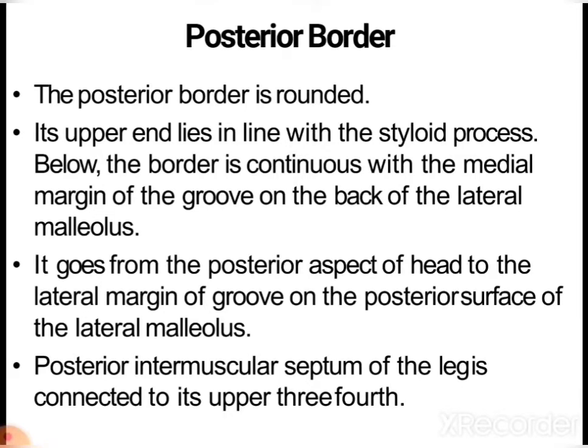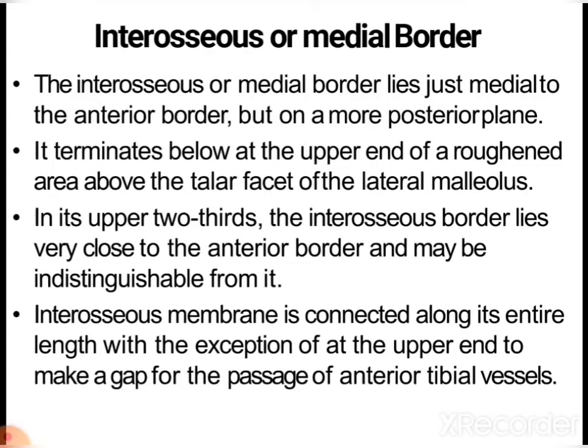Below, the border is continuous with the medial margin of the groove on the back of the lateral malleolus. It goes from the posterior aspect of the head to the lateral margin of the groove on the posterior surface of the lateral malleolus. The posterior intermuscular septum of the leg is connected to the upper 3/4.